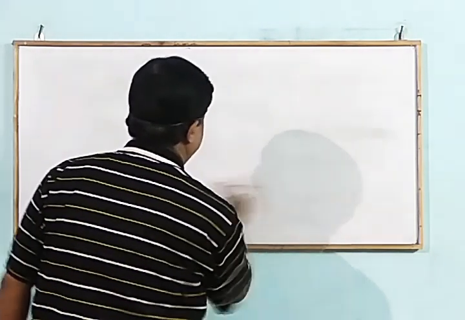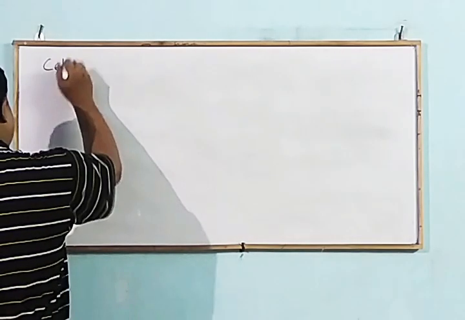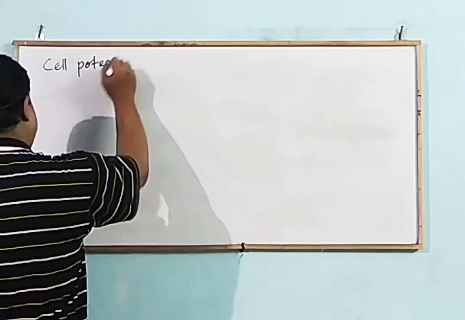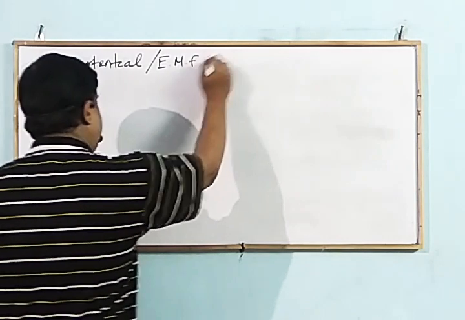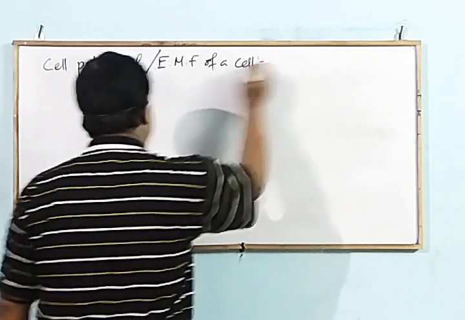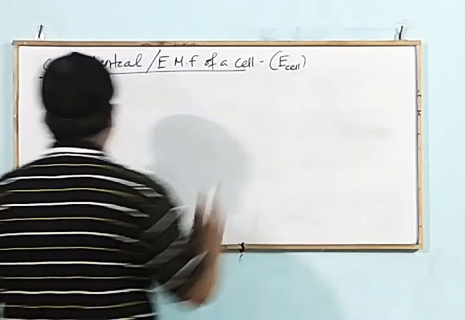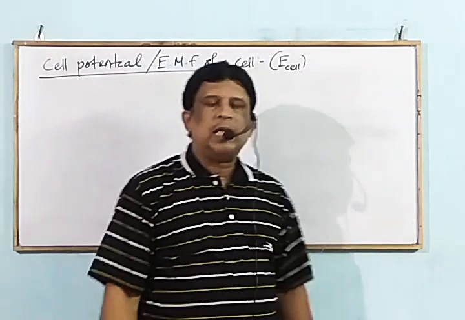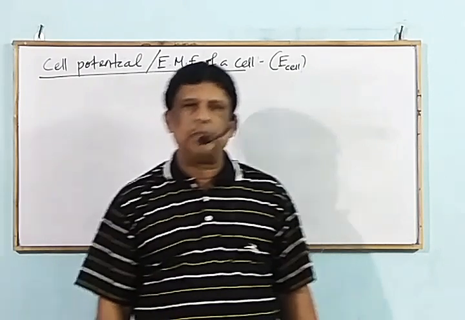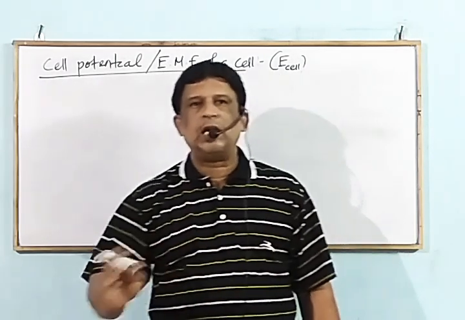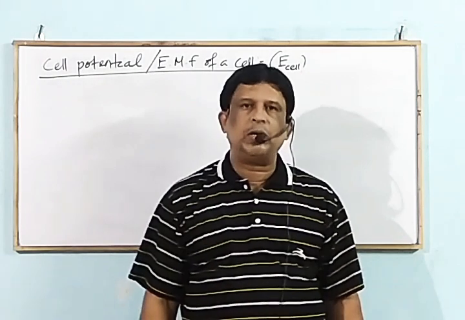Next we discuss cell potential or EMF of a cell. Symbol is E cell. What do you mean by cell potential? The difference in potential value of the two half cell electrode reactions. This is known as cell potential.